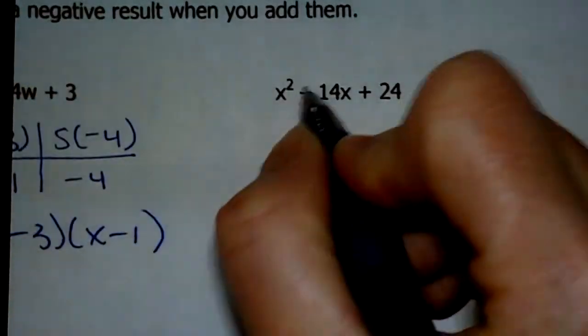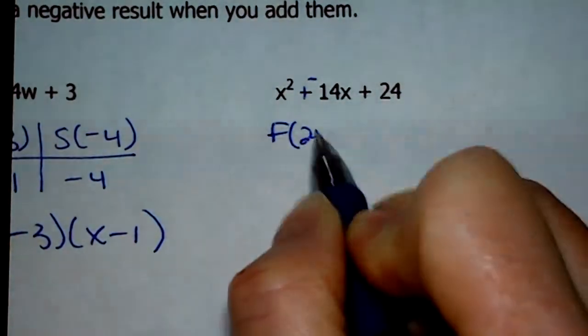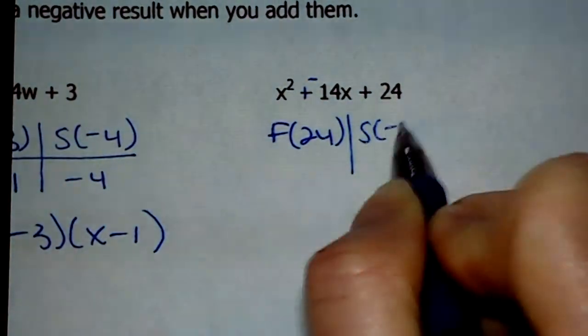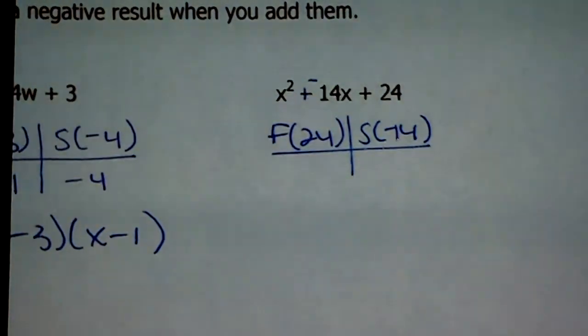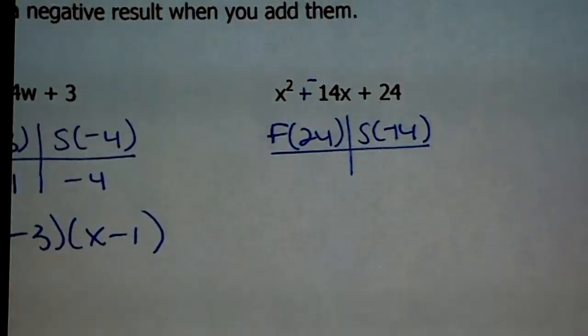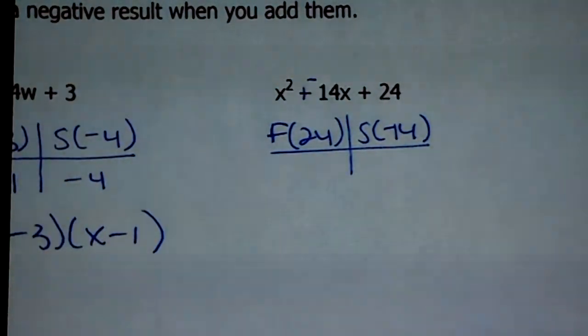Okay, I'm going to change this because I'm so used to it. I want the factors of C to get the sum of the B. All right, so we've got the number 24. 24 has a lot of factors. What are the factors of 24 that if I add them together I can get a 14? I hope you're thinking 12 and 2.